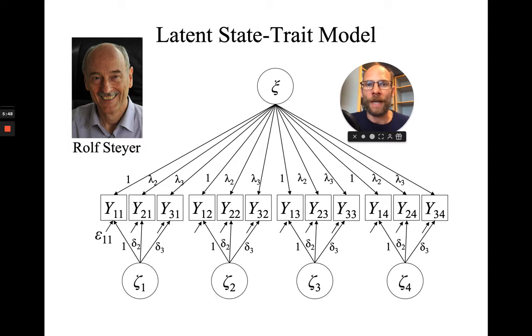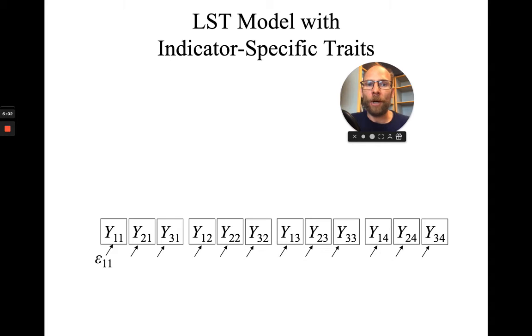I prefer to use other approaches, and I want to show you one approach that specifically applies to latent state trait models that is very elegant to take indicator-specific trait effects into account. Now, this model is called the latent state trait model with indicator-specific traits. We also sometimes call it a multi-trait, multi-state model, and you'll see why in a moment.